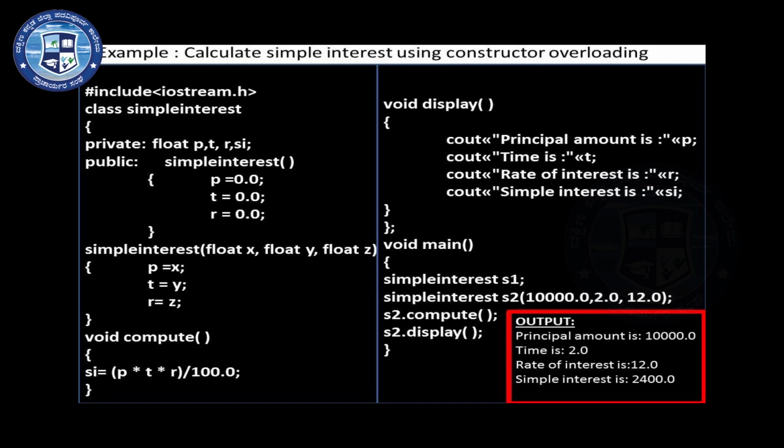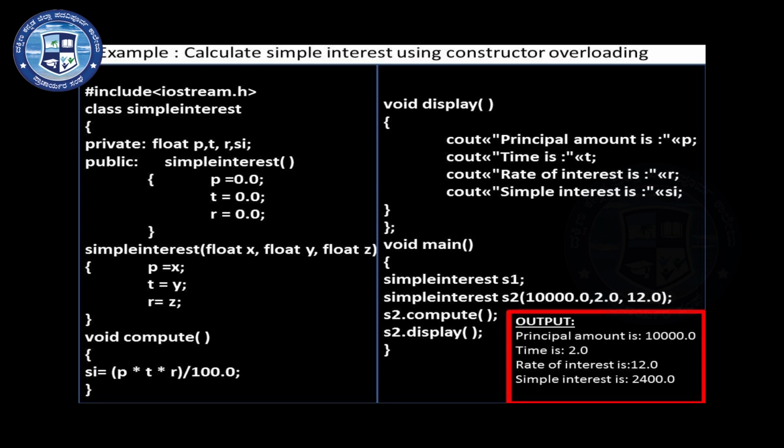invoke the parameterized constructor, and then the S2.compute function, it will call this particular member function and it will perform this operation, PTR by 100. So whatever value will be given to PTR, that is P value is 10,000 and T value is 2 and R value is 12, that will be multiplied and divided by 100, and then after completion of this operation, the S2.display function will display the result.